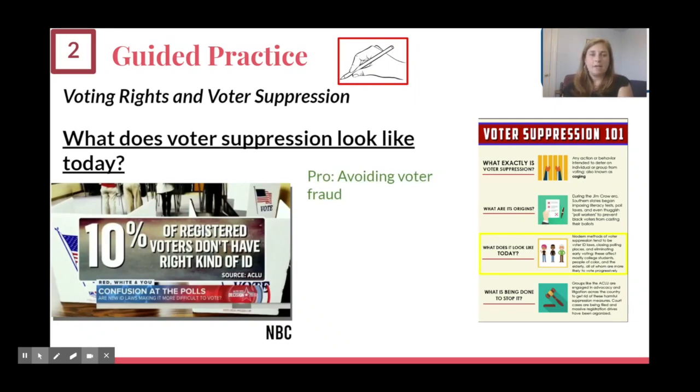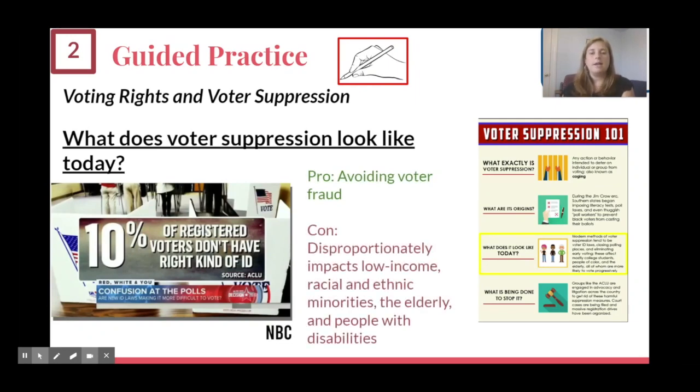But the downside of requiring photo IDs is that it has a much bigger impact on low-income voters, many of whom are ethnic minorities. It also unfairly impacts the elderly and people with disabilities. Getting a photo ID costs money, and it can be a hassle. You have to go to the DMV, you have to wait in line, you have to pay a fee. It can be too expensive and take too long for many people, or be too difficult to get to the DMV. Does that mean that those people shouldn't be able to vote? That's something that you might want to think about.